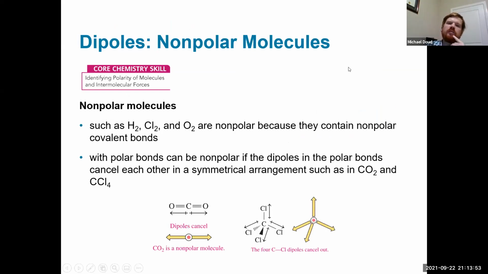Okay, so reviewing dipoles. Remember that we have a set of nonpolar molecules, for example, H2, Cl2, and O2. They're nonpolar because they have nonpolar covalent bonds. However, that's not the only kind of nonpolar molecule there is. You can have a molecule that's nonpolar, even though it has polar bonds, if all of the dipoles cancel out. Now, let's look at CO2, for example. So remember, CO2 looks like this.